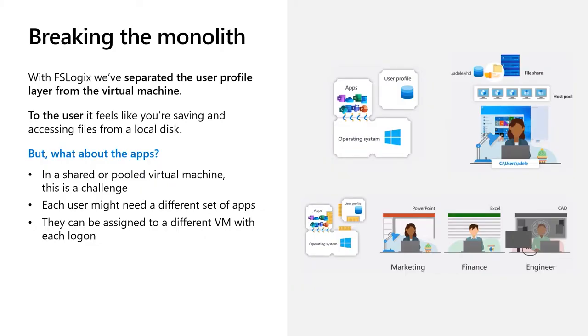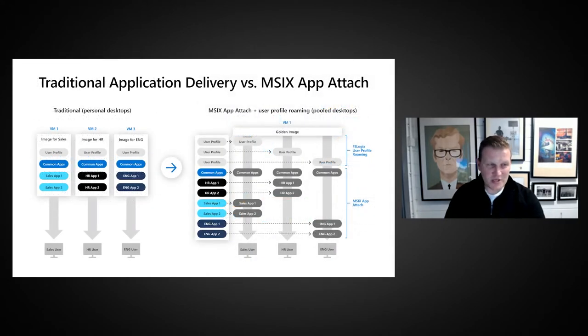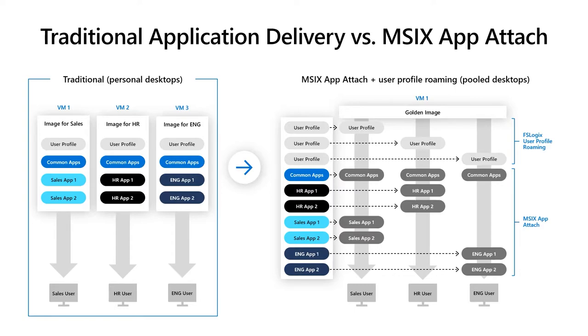But what about the applications? Now, this is particularly problematic in a pooled environment where users have a different set of applications and they might be logging into a brand new VM every single day. So that's really where MSIX App Attach comes in. And it enables us, as this slide is showing, to move from the left-hand side to the right-hand side. So the left-hand side is really demonstrating a traditional deployment using sort of personal desktops.